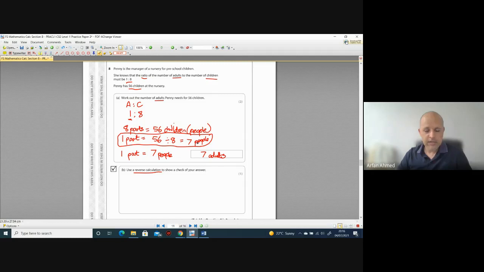So in this case, let's start off with this 7. That's our starting point now. The opposite of divide by 8 is times by 8. And you should get 56. And in this case, children. Don't just leave it as 56. Do write what it represents. Children.